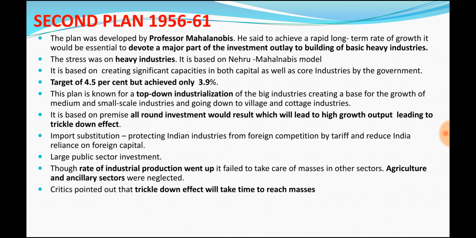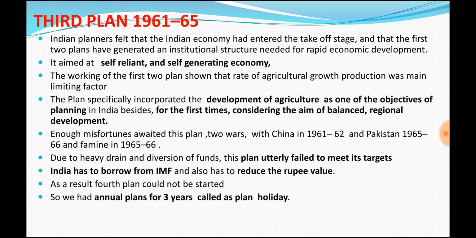Instead, at the fifth plan we went for a reversal, once again doing the wrong thing. We will see all these things. So this plan did not achieve its target, but a basic industrial setup was there, but agriculture was neglected, and because of that the price was rising.